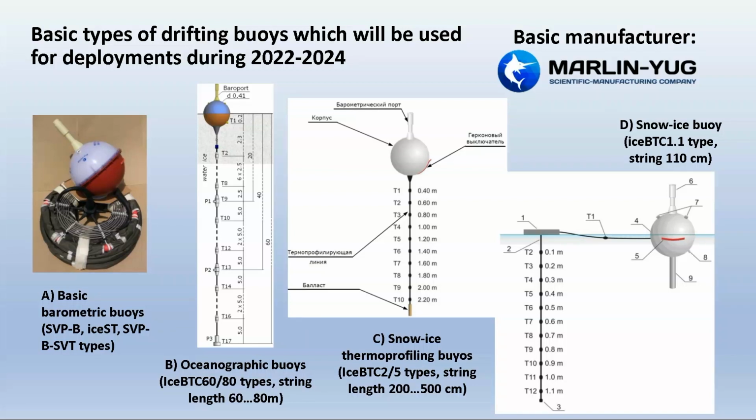Basic types of the buoys: barometric buoys A, oceanographic buoys B with strings up to 80 meters, snow-ice thermoprofiling buoys with strings up to 5 meters, and a special buoy to measure snow-ice heat exchange with a string of 1 meter and 10 centimeters.